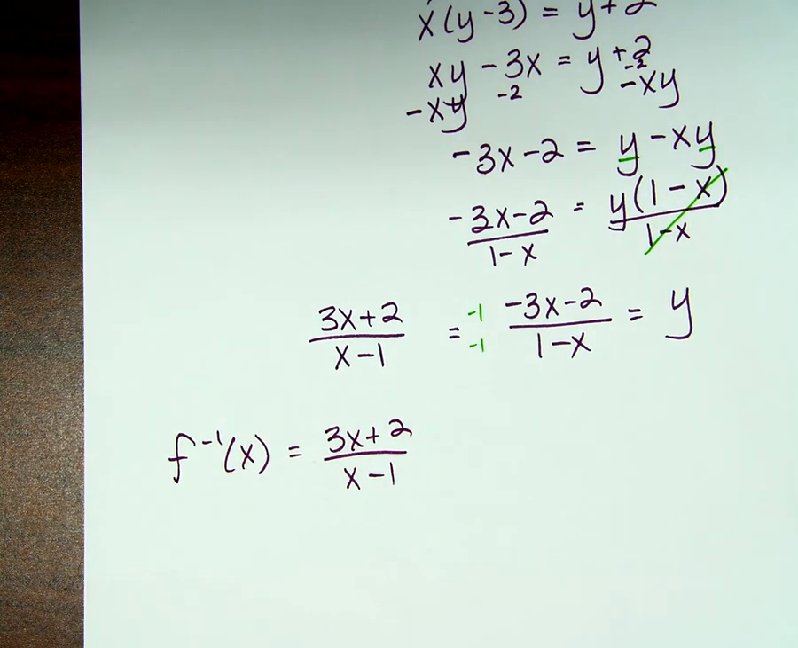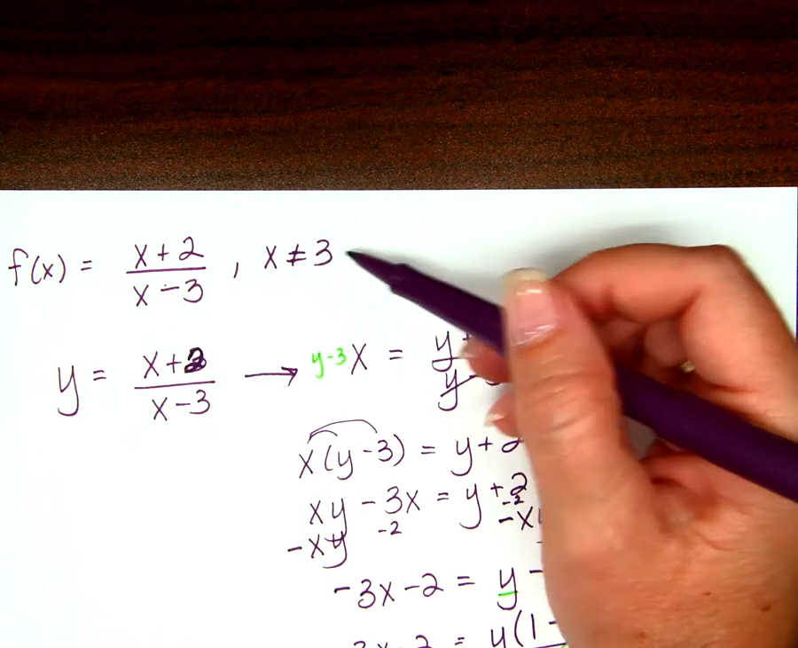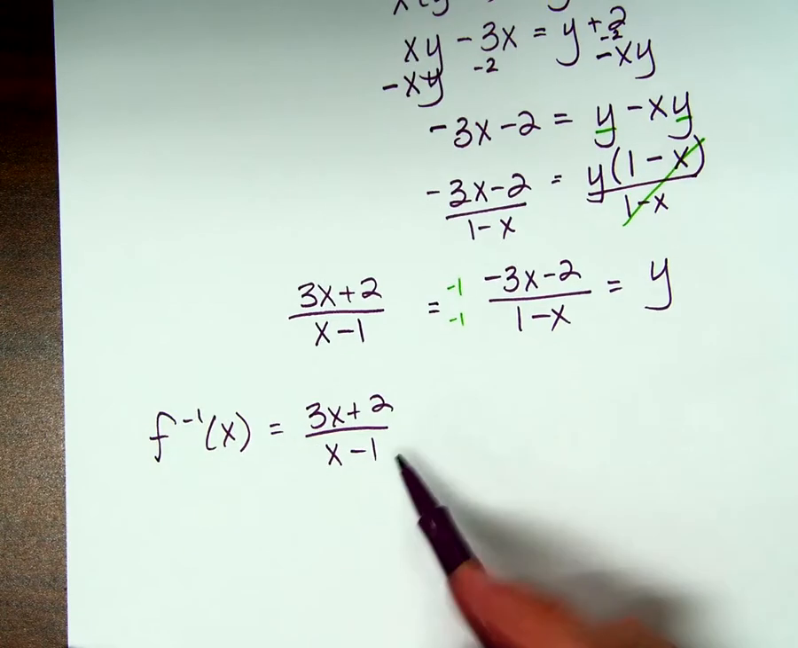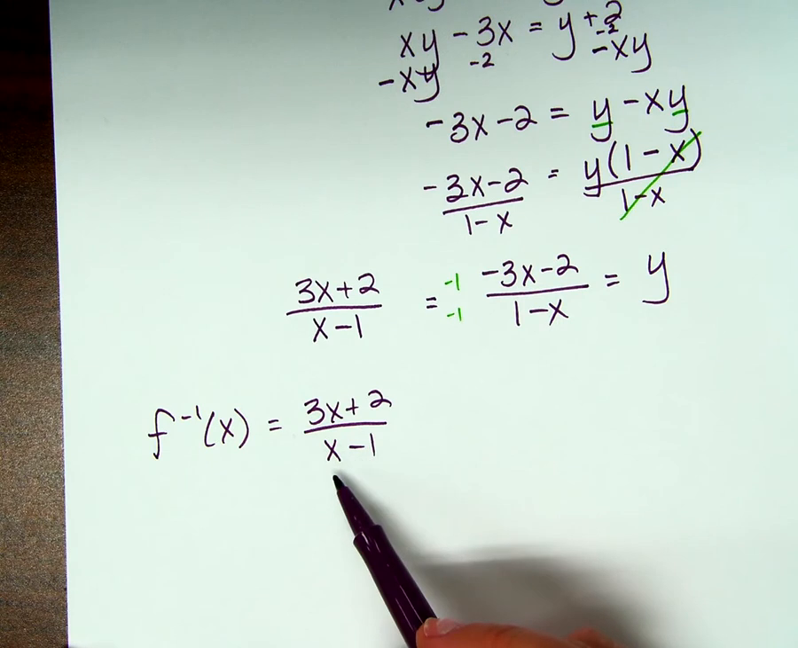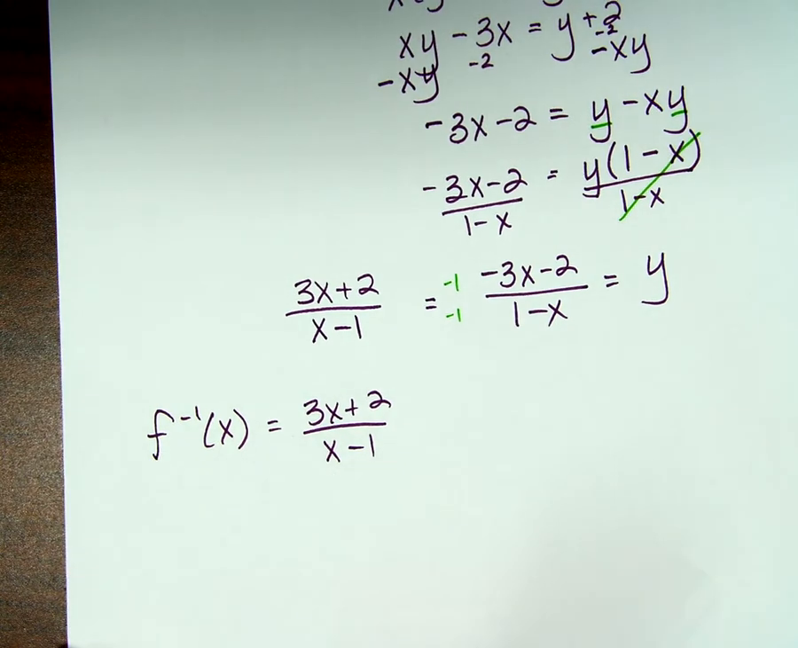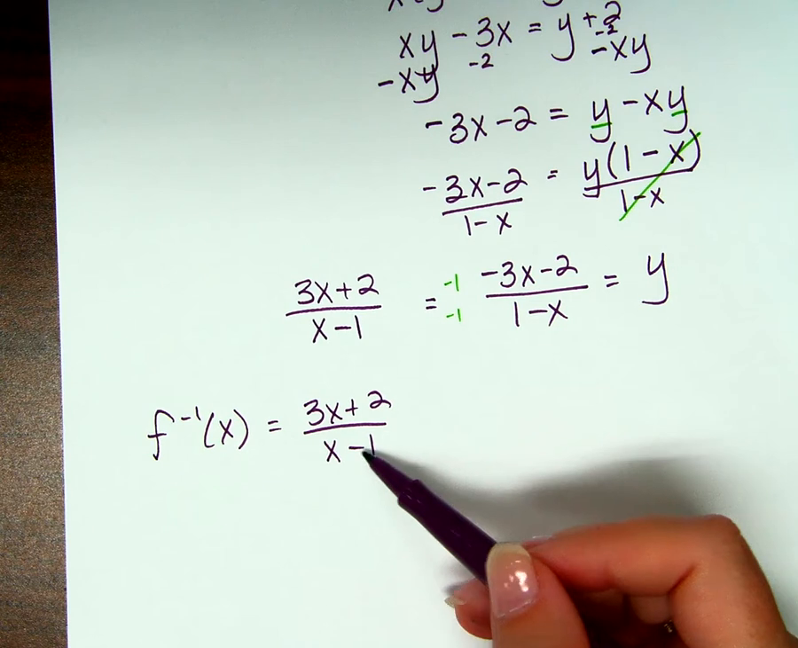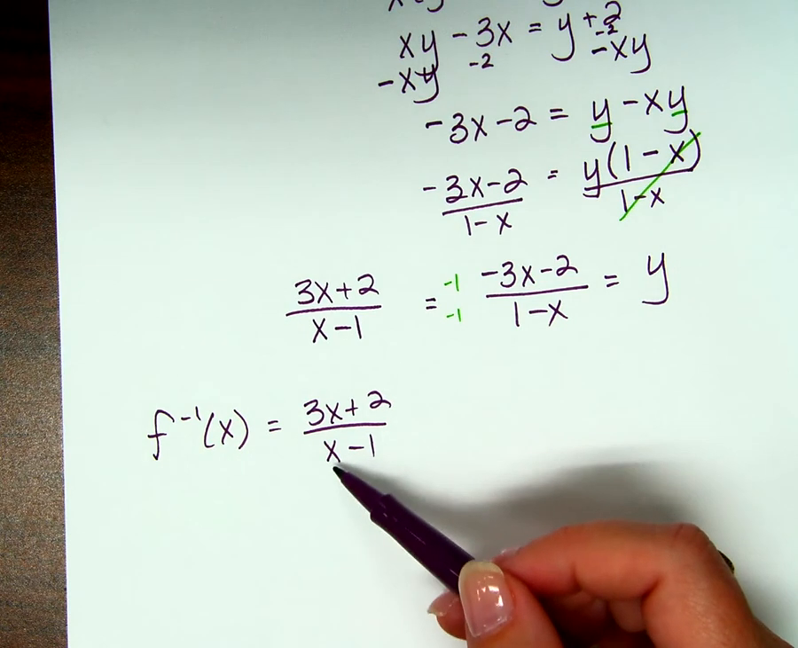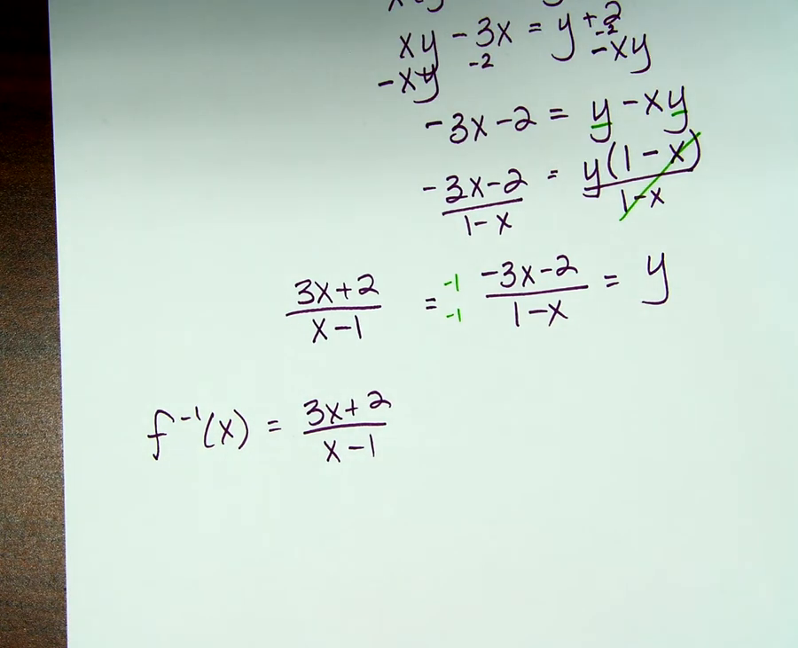Do we have to worry about the domain here? Remember the domain was not 3 in the beginning? Is it okay if it's 3 right here? Yeah, so we're good. Okay, now we don't want this to be a positive one, do we? But we're good. How do you feel about finding inverses of a function?